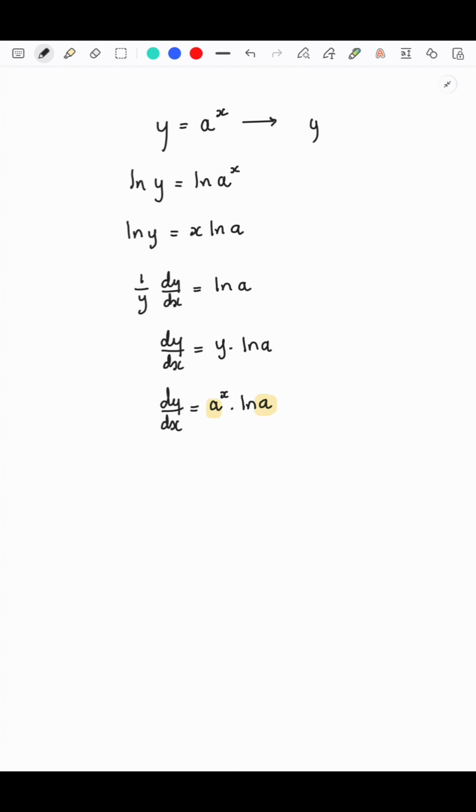Right here, if I had y equals 3 to the x, for example, then I could say that dy by dx is equal to 3 to the x, which is what we have there, multiplied by ln of the base. And it's a wee trick that might be worth knowing for the exam, but as you can see, you can game it on the go.